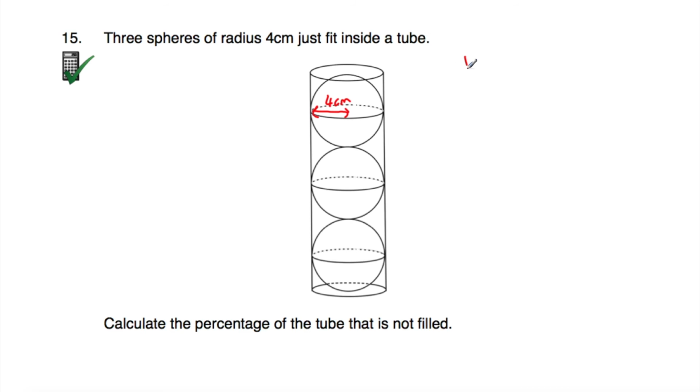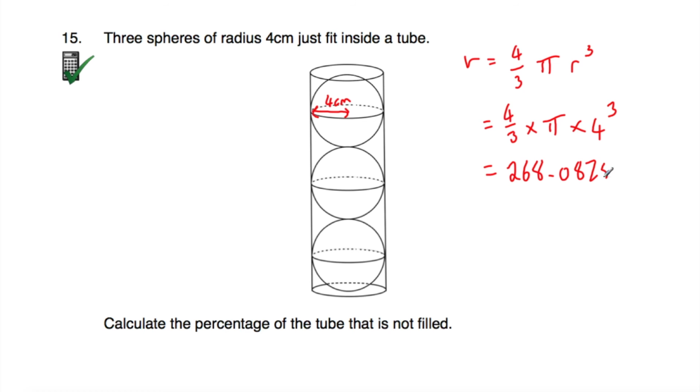So each sphere, the volume is equal to 4/3 pi r cubed. So that's the volume of one of the spheres. So if we do 4/3 multiplied by pi multiplied by the radius, which is 4 cubed. So let's do that. 4/3 multiplied by pi multiplied by 4 cubed. And when we work that out, we get that's equal to 256 over 3 pi, or 268.0825731 centimetres cubed. So that's the volume of one of the spheres.